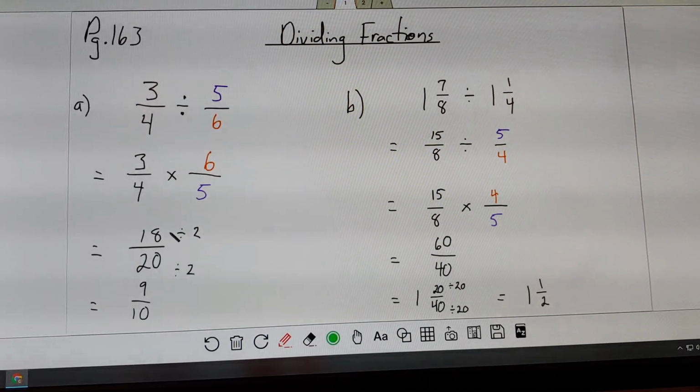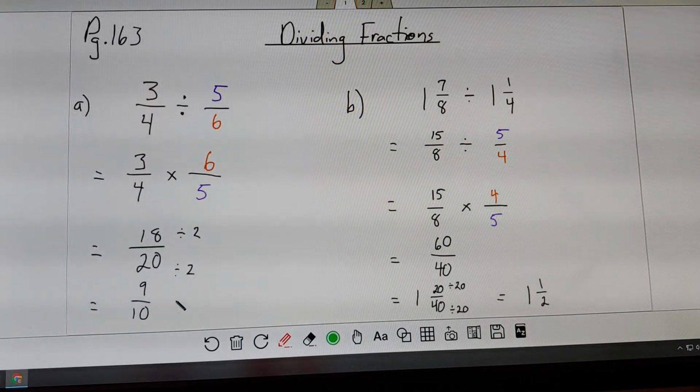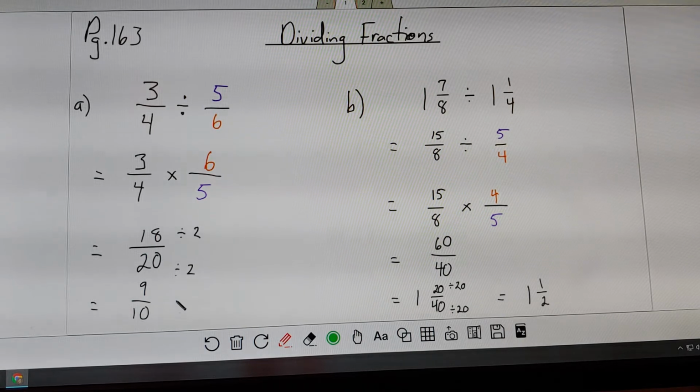So 6 times 3 is 18, 4 times 5 is 20. Drop into lowest terms by dividing them both by 2. And you're at 9 over 10.